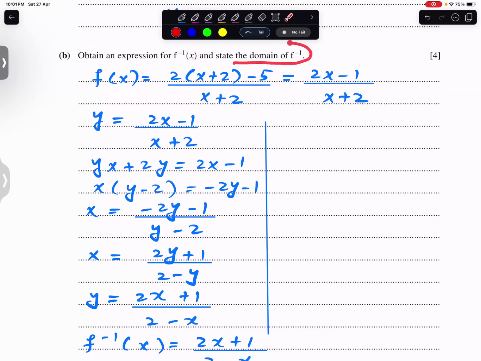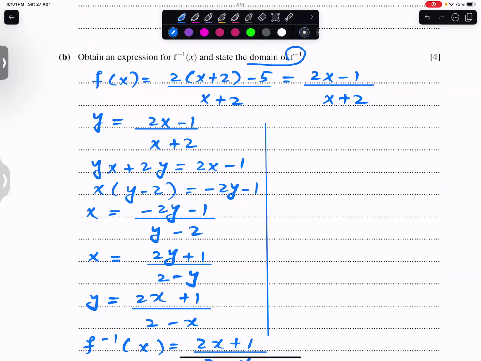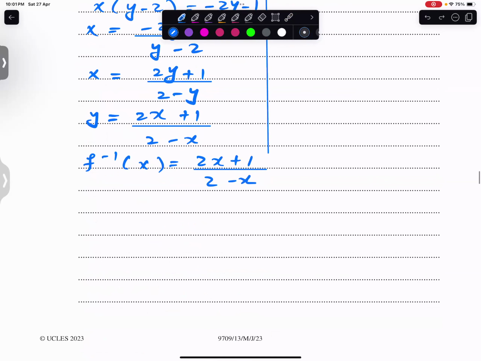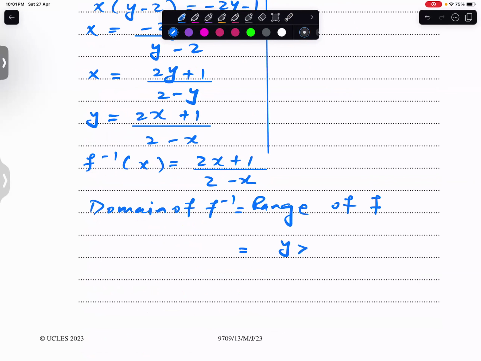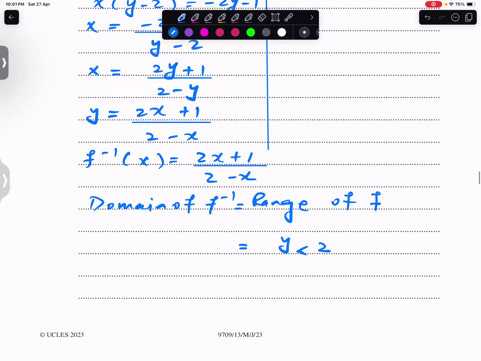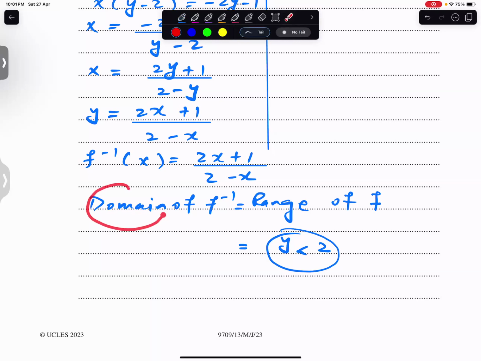And state the domain of f inverse. In the previous question, the same question we have solved, the domain of f inverse is the range of f. The next question is the domain of f inverse. You will write the range of f, because the domain of f inverse is actually the range of f. In the previous part, we have just written the range of f, and that was y is less than 2. So this is my domain of f inverse. But if you write domain, you have to change the variable, because y is the range variable.